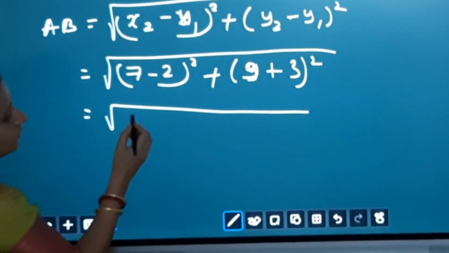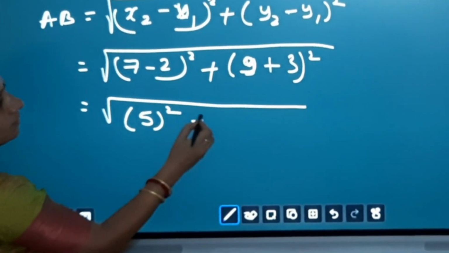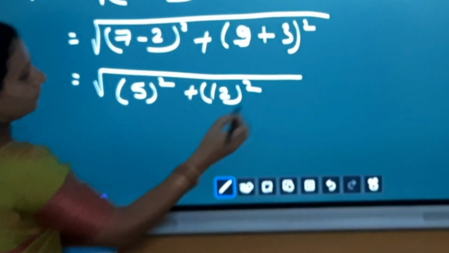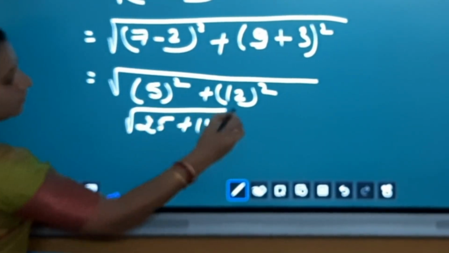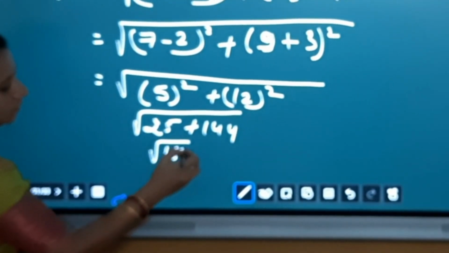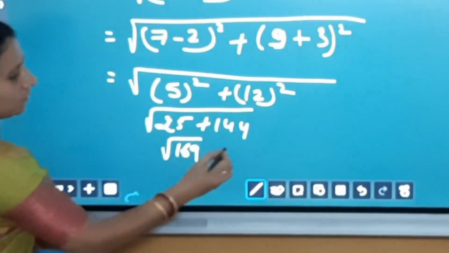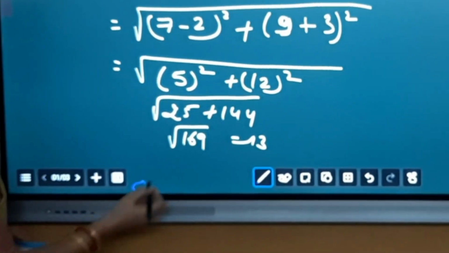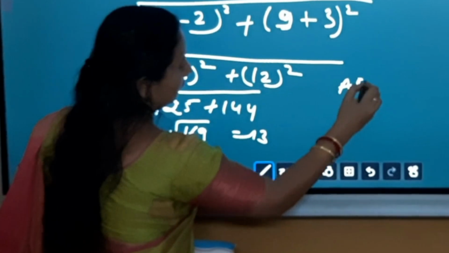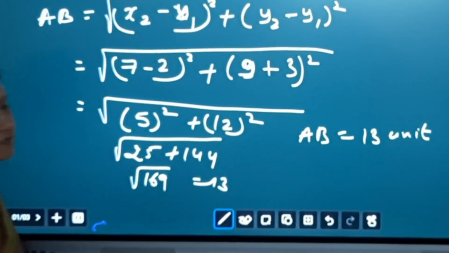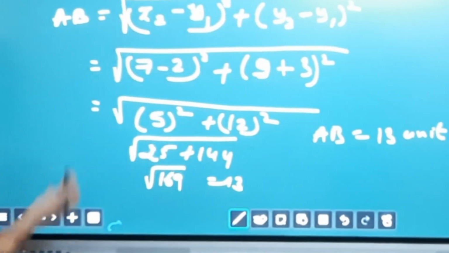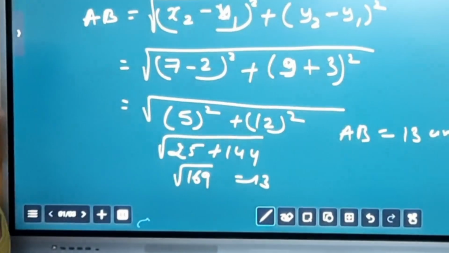Now 7 minus 2 is 5. So 5 square plus 12 square. 5 square is 25, 12 square is 144. Thus it is 169. Root of 169 is 13. So the distance of AB is 13 units. This is how simply we got the distance. By using the formula, we can get any kind of distance.